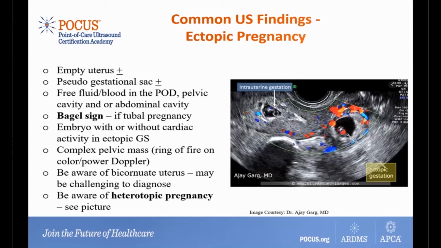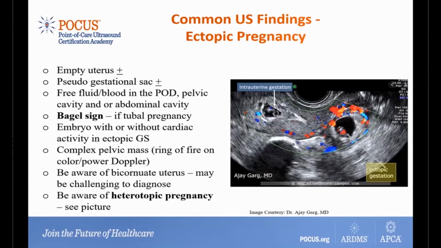You have to rule out the possibility of an ectopic. The bagel sign is seen if there's tubal pregnancy, as in this case, and of course an embryo would be seen, and this may or may not be seen. You could be seeing just a yolk sac here.